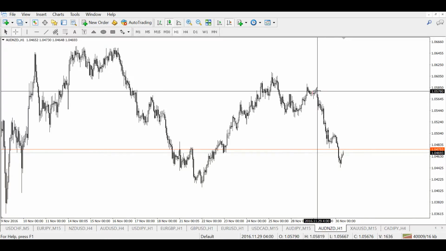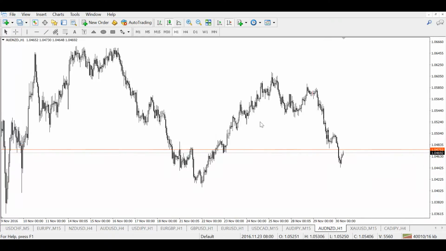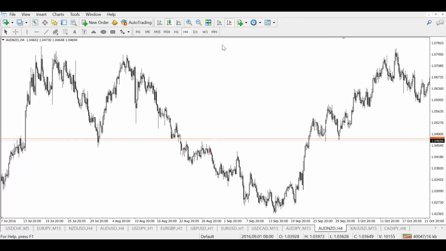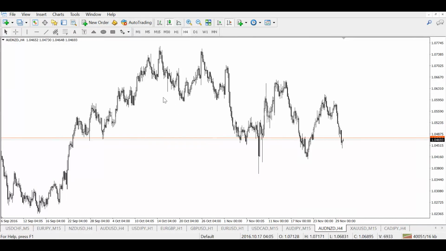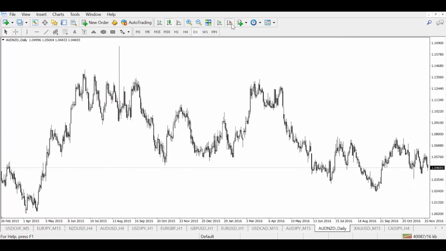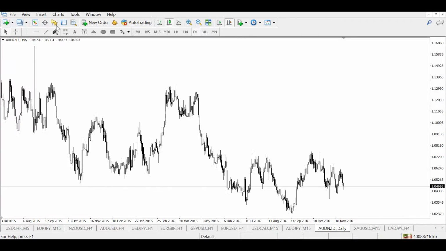The Australian dollar is clearly weakening against the Kiwi. That's why you see that the Aussie dollar is still very much more bearish as compared to Kiwi against US dollar. So right here, daily chart, let's have a very quick analysis on this pair.